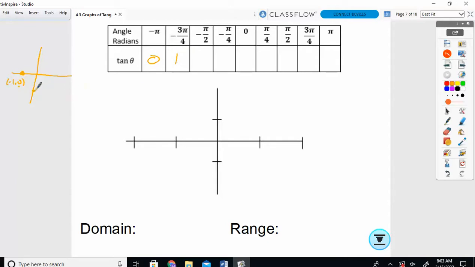Negative pi over 2 would be down here. So that's the point 0, negative 1. So y over x, negative 1 over 0 is undefined. Negative pi over 4 is in quadrant 4, so it would be negative. Tangent of 45 degrees, we already said was 1, so that's negative 1.